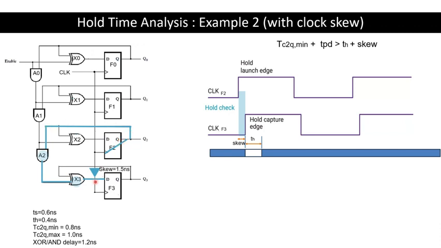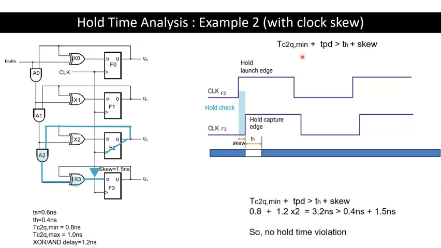So we need to check whether this requirement is fulfilled or not in order to see whether there is a violation. The TC2Q of 0.8 nanoseconds plus the 2 gate delays of 1.2 times 2, so we get 3.2 nanoseconds. We need to check whether it's greater than hold time plus skew or not. In this case, hold time plus skew is 1.9 nanoseconds. Luckily, it's still greater. That means no hold time violation happened.